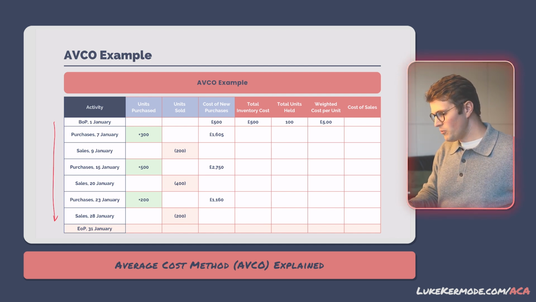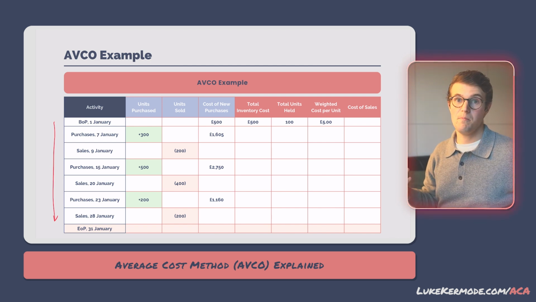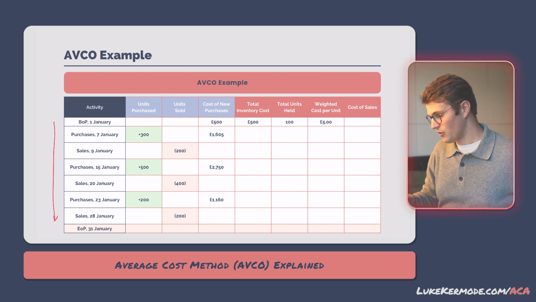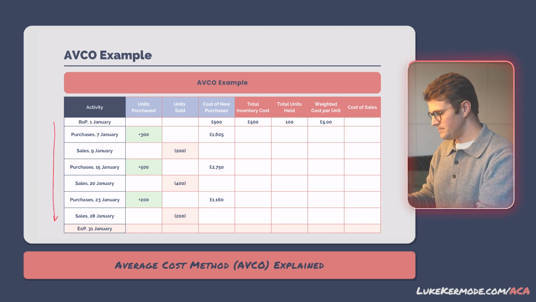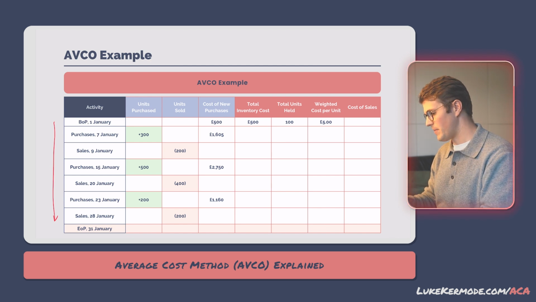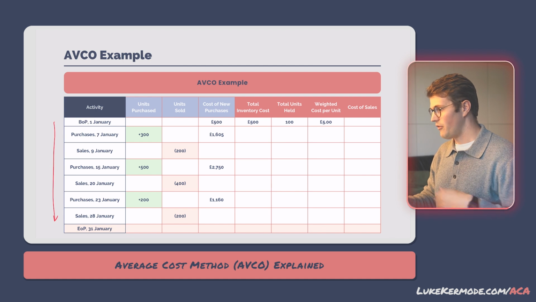In our second and third column, we've got our units purchased and our units sold. In the fourth column, we've got the cost of those new purchases. That's all information that was contained within the question, so all I've done is transfer that across. And our job is going to be to populate everything in the 5th, 6th, 7th and 8th columns. So on the 1st of January, we know that we had inventory brought forward of £500. We had 100 units, so that gives us a weighted cost per unit of £5.